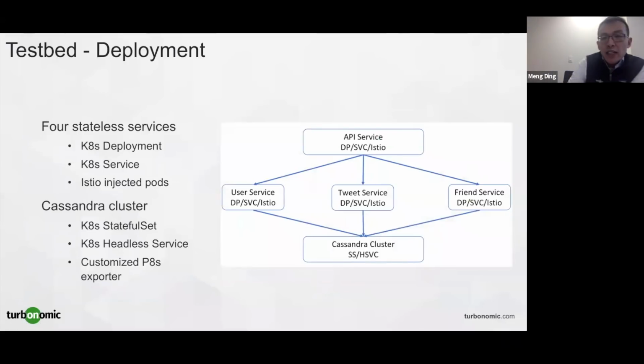The deployment of the testbed, as outlined in this slide, the services we just talked about, of course, we installed Istio and injected proxy into the pods. Istio is mainly used to load balance both HTTP and gRPC traffic, and also to do the metrics collection and reporting. Cassandra is deployed as a stateful set.